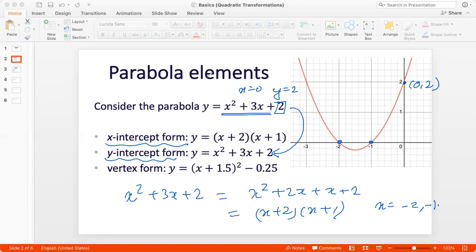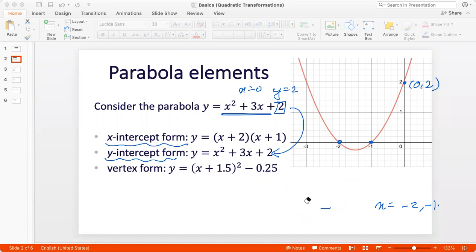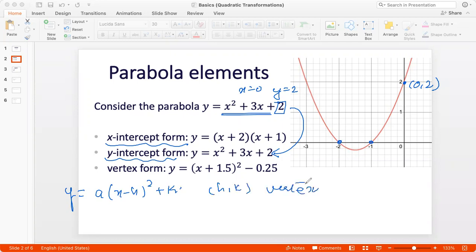And the third form is the vertex form. For the purposes of transformations, this is the form we are most interested in. So let's understand what the vertex form is. The general form is a times (x minus h) whole squared plus k, where (h, k) is the vertex, right? So if I were given the y-intercept form, for example, x squared plus 3x plus 2, then how do I convert it into this form?